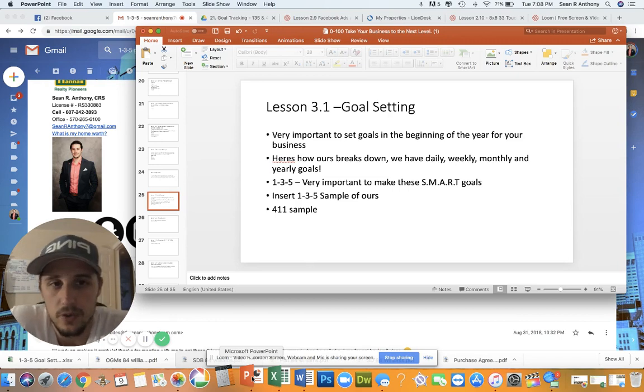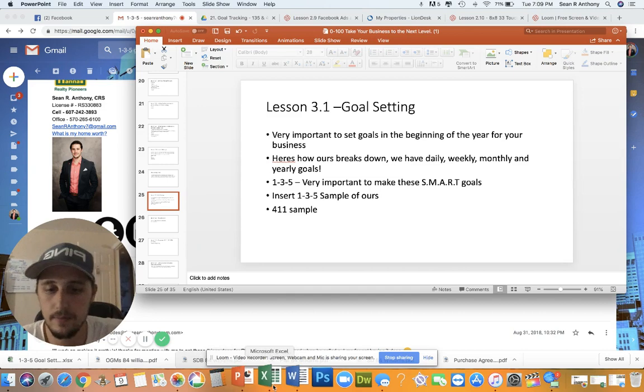Very important to set goals at the beginning of each year for your business. I'm going to show you how ours break down. We have daily, weekly, monthly, and even yearly goals. What a 1-3-5 is. It's very important to make these SMART goals: specific, measurable, attainable, reasonable amount of time. So I'll show you a sample of ours and then a 411. So this will be a quick lesson, but it's important.